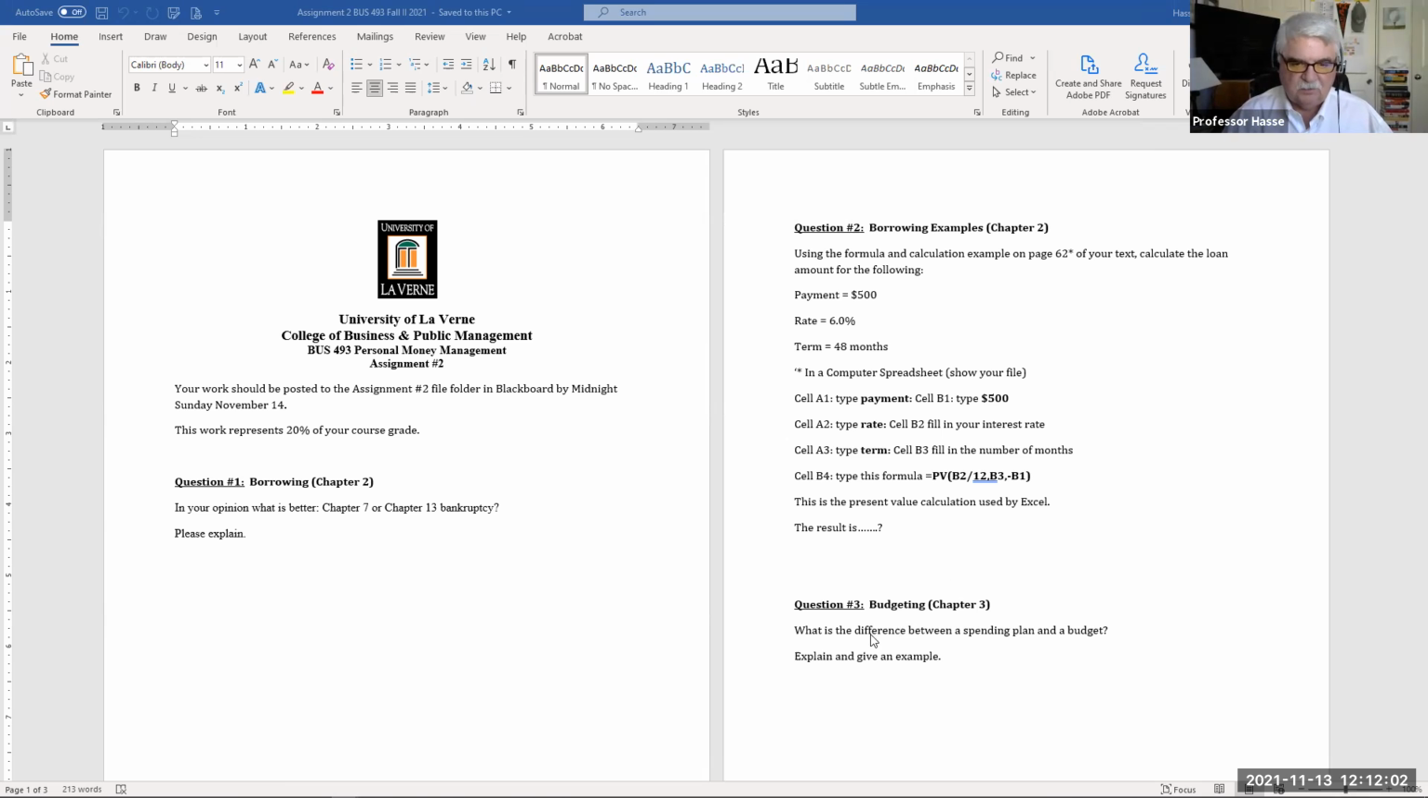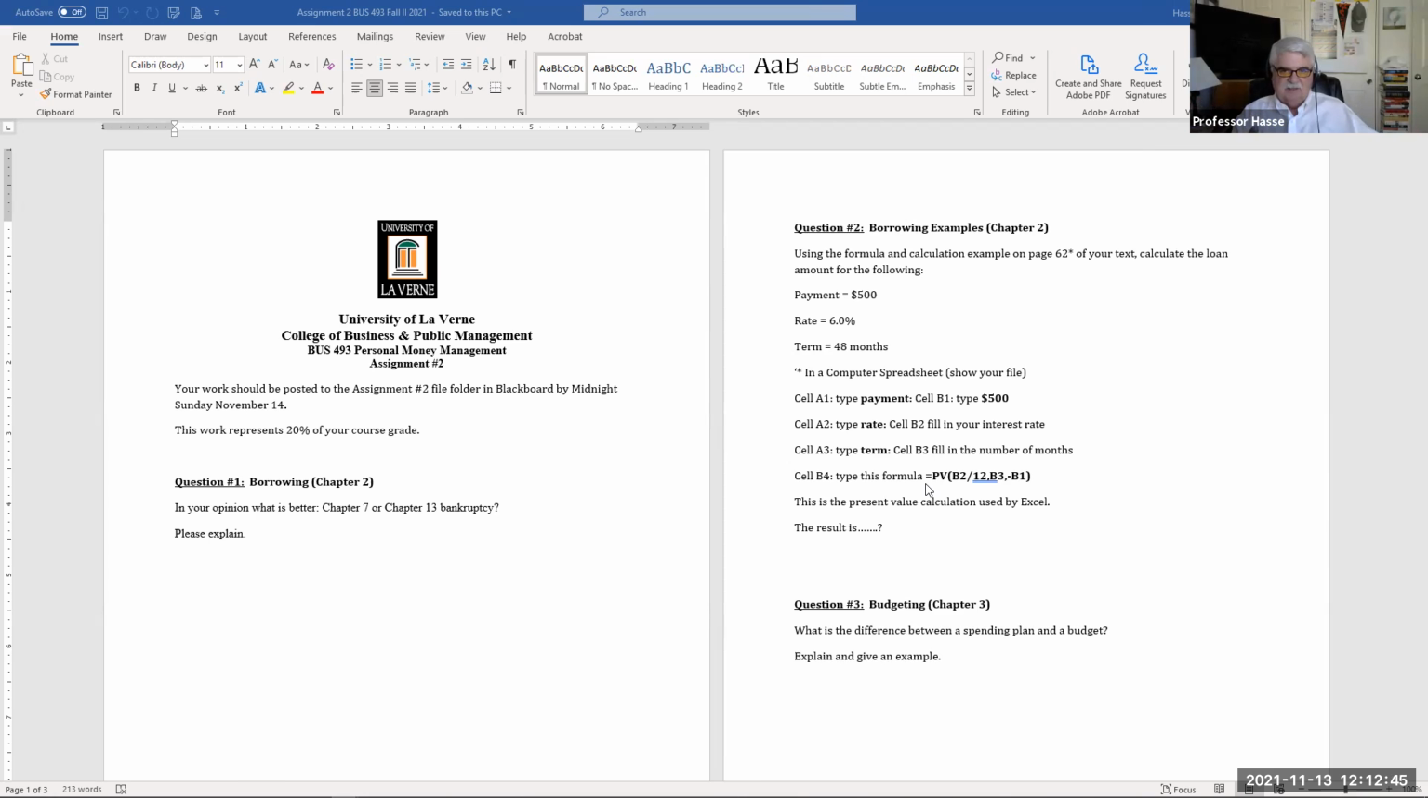What I want you to do is create or have a spreadsheet, and in that spreadsheet, type in 4 different cells. I want you to type in this information and then use a formula as indicated here to come up with the amount that's being borrowed. So in other words, set up a blank spreadsheet, type in those cells: payment, rate, term, and in the next cell over, type in $500, type in your interest rate, which is 6%. Type in on the next one the term, which is 48 for 48 months.